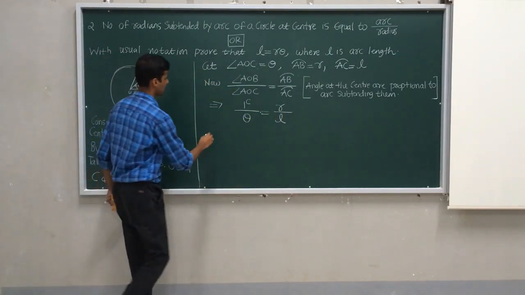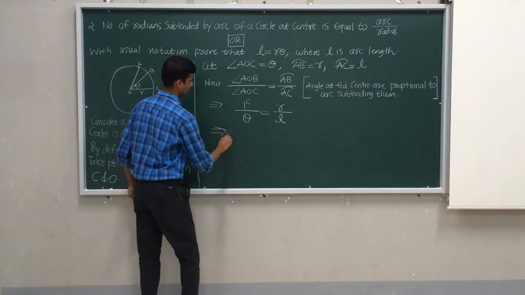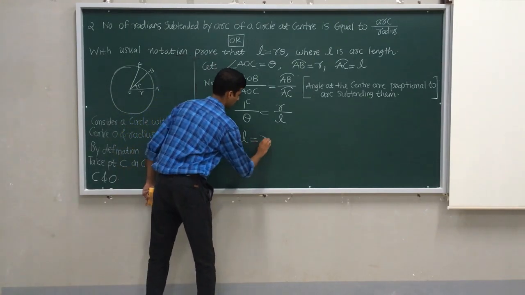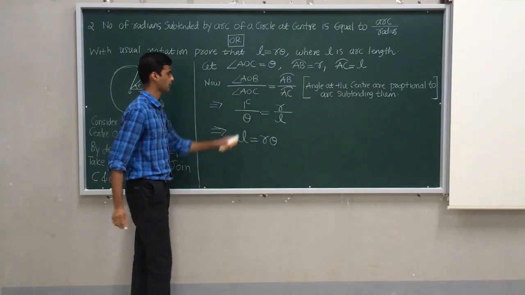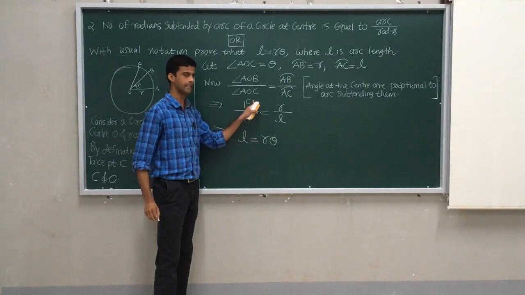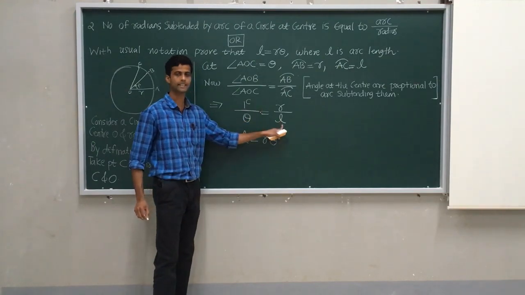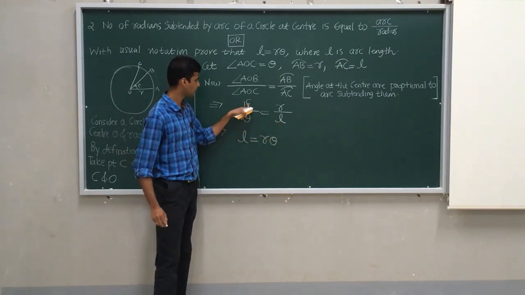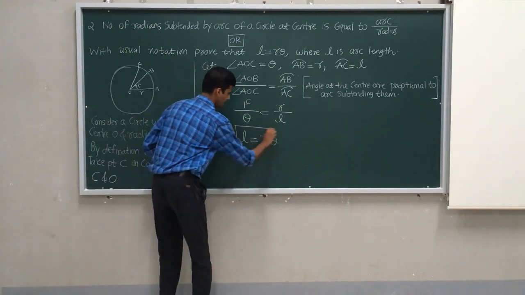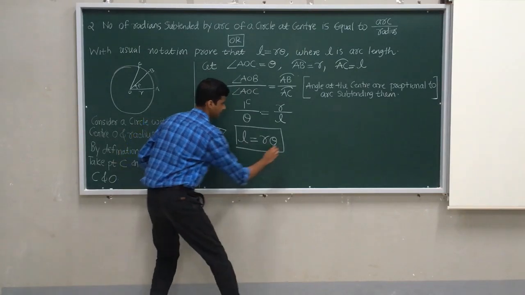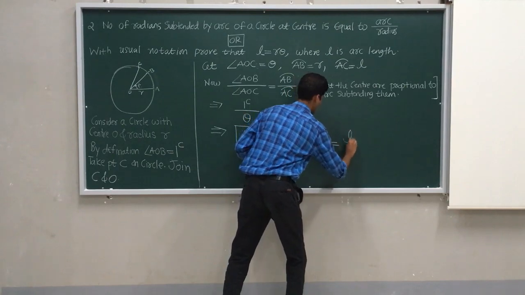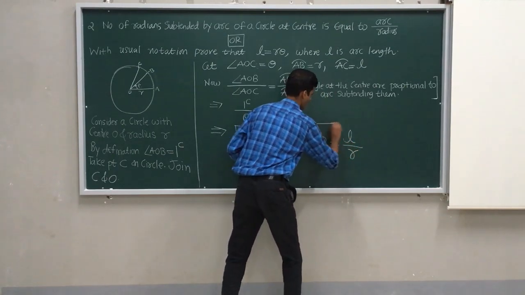When you cross multiply, you get L equals R theta. Now you may ask the question, why have you not written this notation here? 1 radian is a constant. Arc length is also constant. Constant into constant gives me a constant. So L equals R theta, or you may write theta equals L by R.